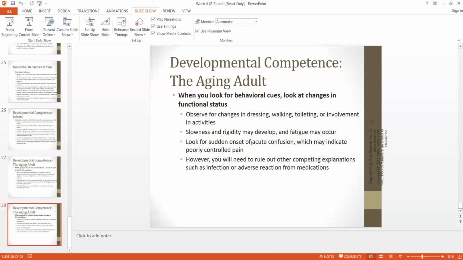Look for onset of acute confusion, which may indicate poorly controlled pain. We have pretty much well documented when a person has urinary pain, and this is a dementia patient as well, urinary pain from a urinary infection. Infections are painful. They're going to be more confused. They're going to be more out of it. They're going to be more combative even. So look for these changes.